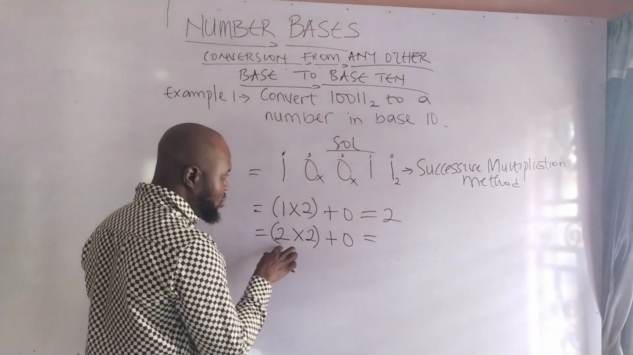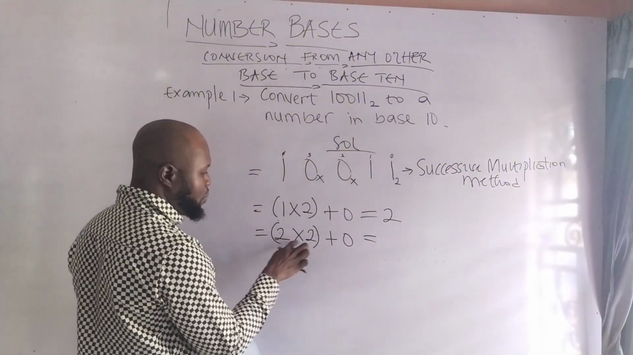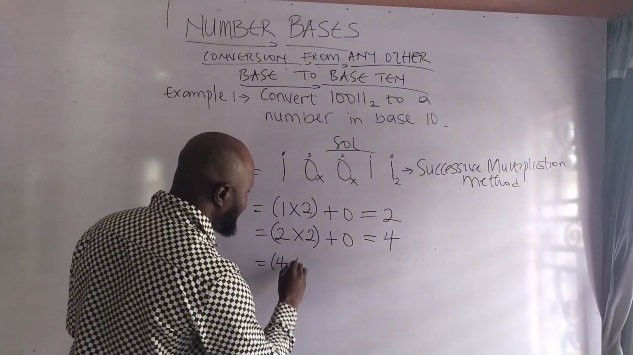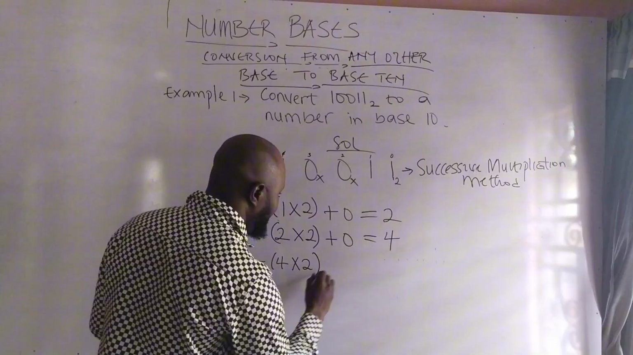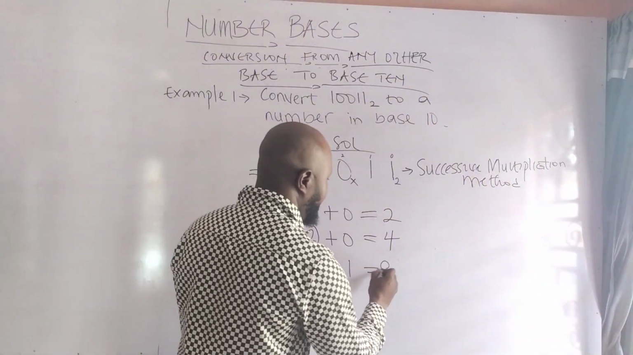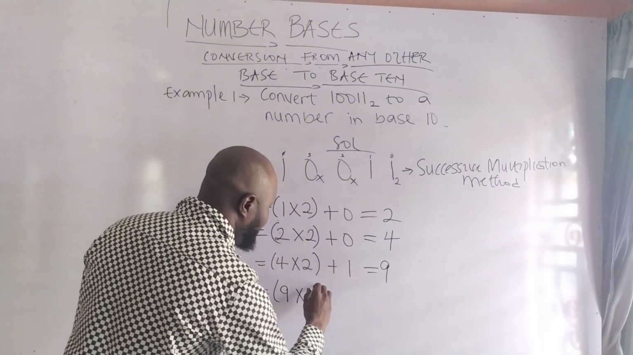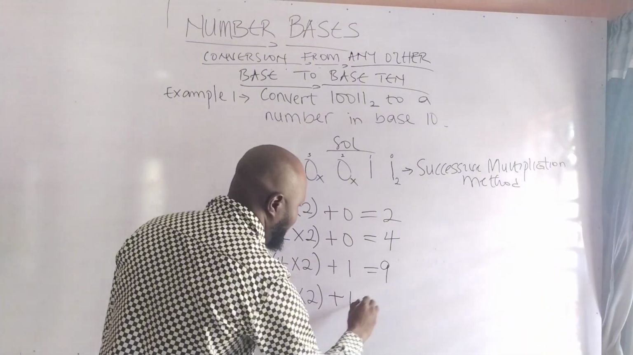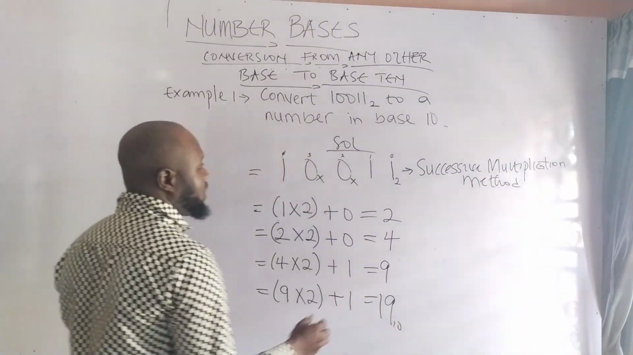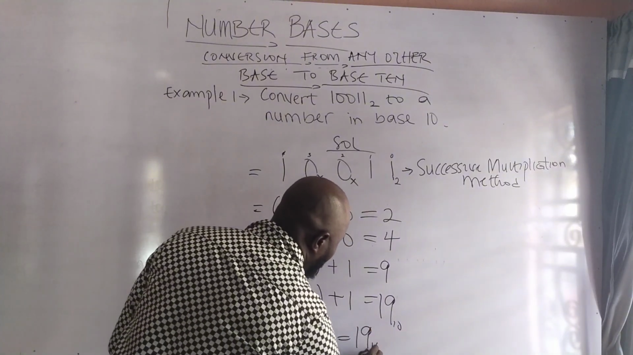Now this 2 is multiplied by the base: 2 times 2, plus the next 0, gives 4. Then 4 multiplied by 2, the base, plus the next value, which is 1: 4 times 2 is 8, and 8 plus 1 is 9. Then 9 times 2, plus the last value, which is 1: 9 times 2 is 18, and 18 plus 1 is 19. So 19 is the last one. That means 1, 0, 0, 1, 1 in base 2 equals 19 in base 10.